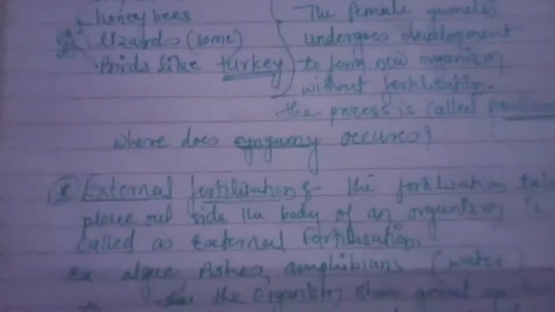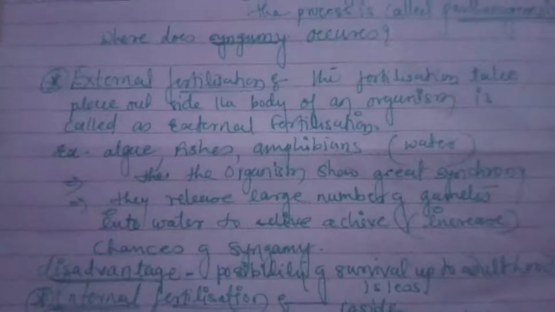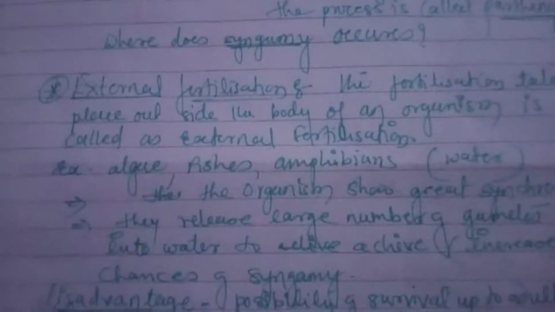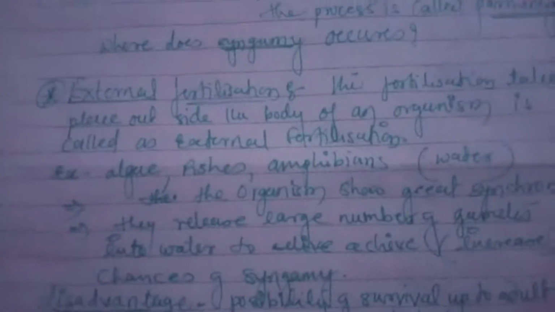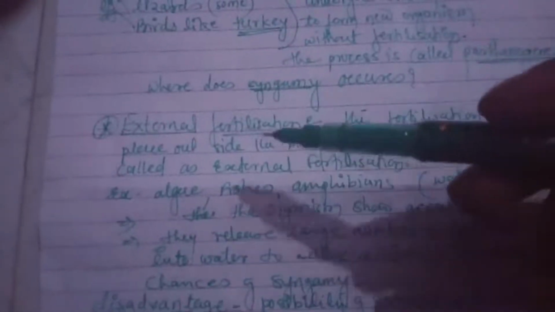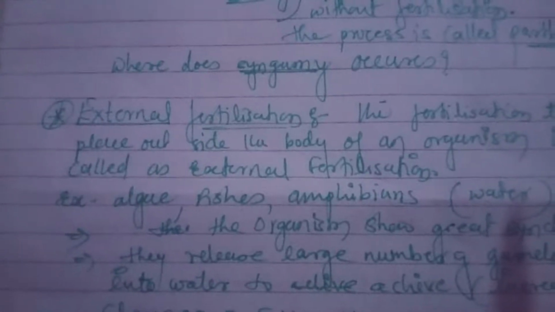Okay. Now we are going to study the different kinds of fertilizations. What are the different kinds of fertilization? On what basis are we going to differentiate the types of fertilization? We are going to go by where the syngamy occurs.